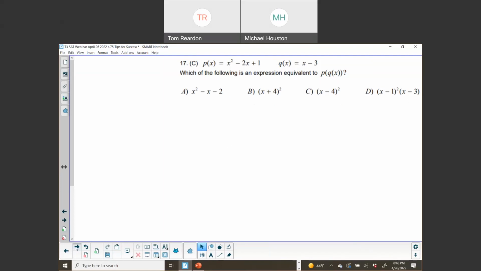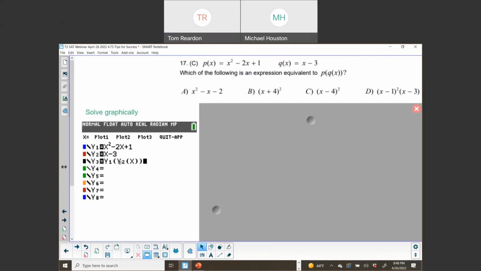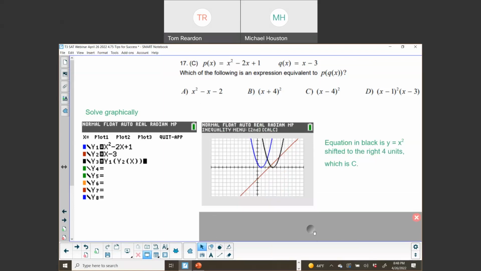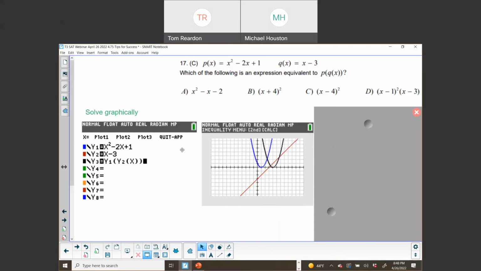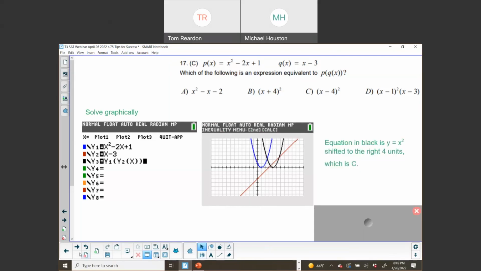But let me show you how I did this graphically. So I did this graphically using x minus 3. This is here, y1 of y2. And I did this graphically. And when I did that, the blue was the original, the black is the answer. And you can see that the equation of this is y equals x squared, but shifted 1, 2, 3, 4 units to the right from the origin. And so I can get the letter C graphically on this one.